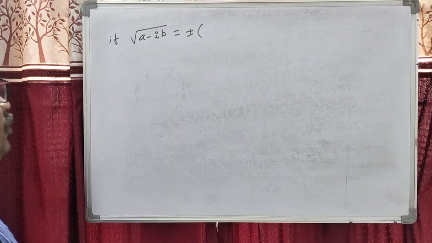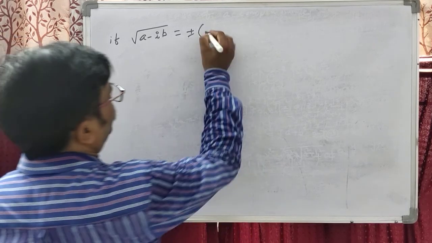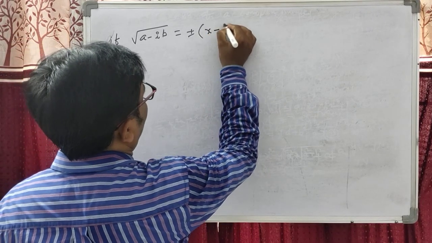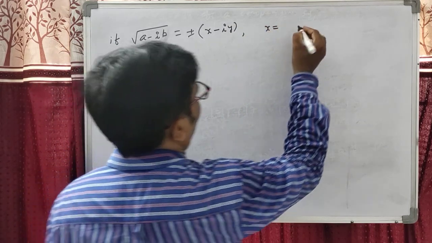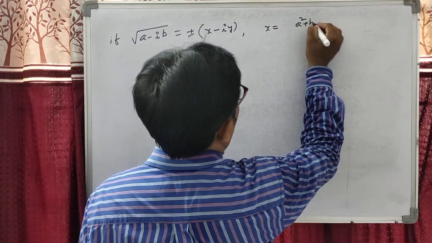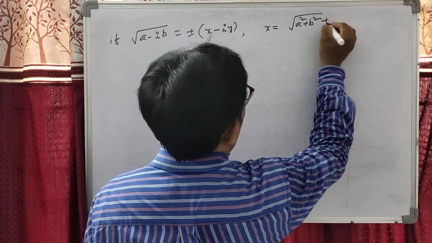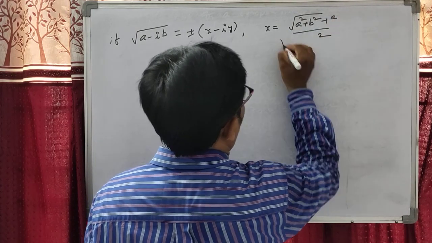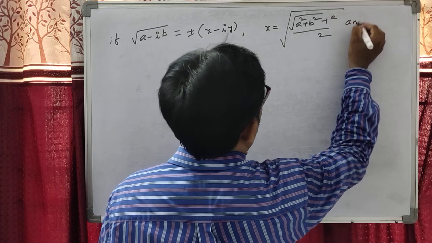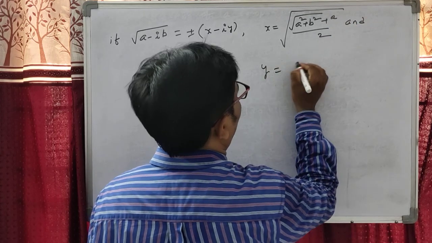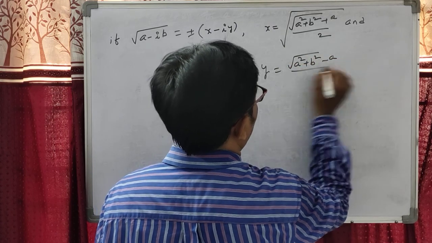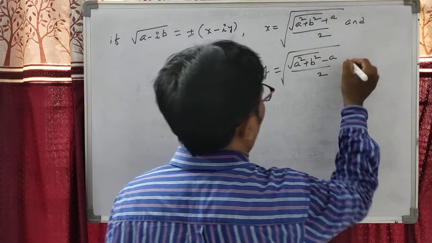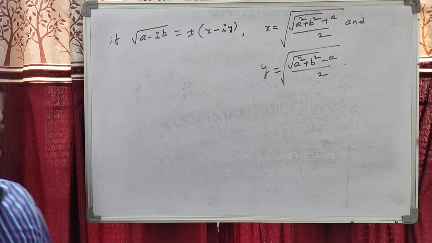Suppose the square root of a minus ib, we can write as x minus iy, where x equals root of root of a squared plus b squared plus a, whole by 2, and y equals root of root of a squared plus b squared minus a, whole by 2. Okay students, these are the values of x and y.